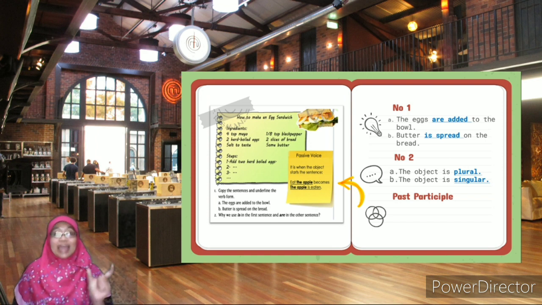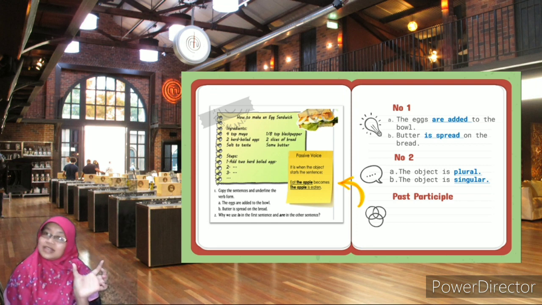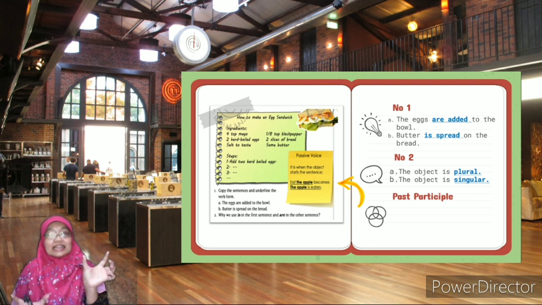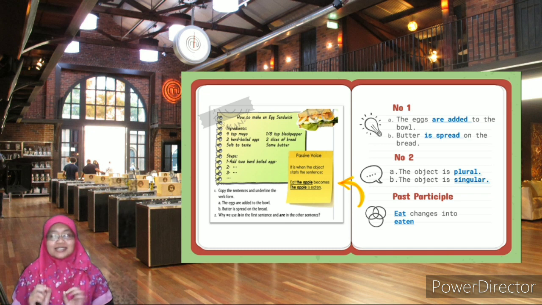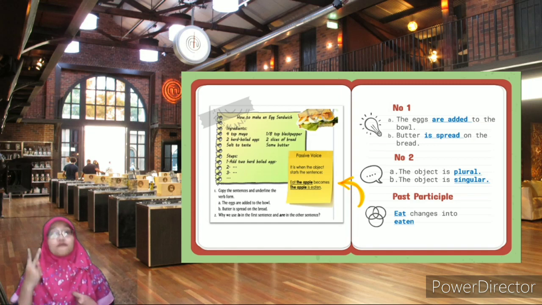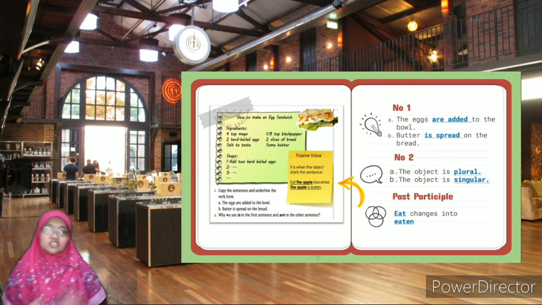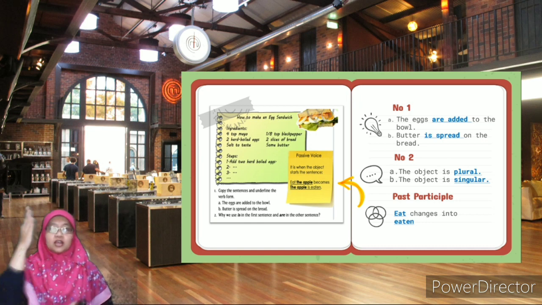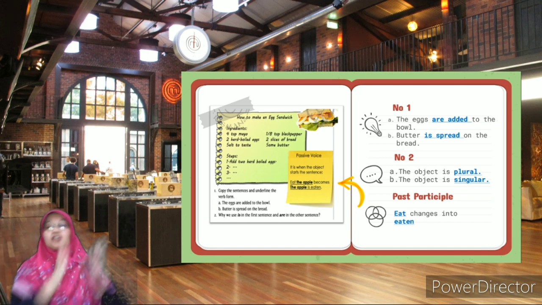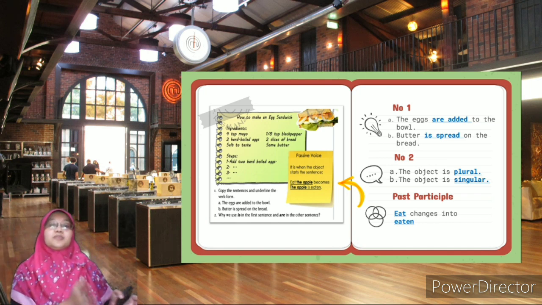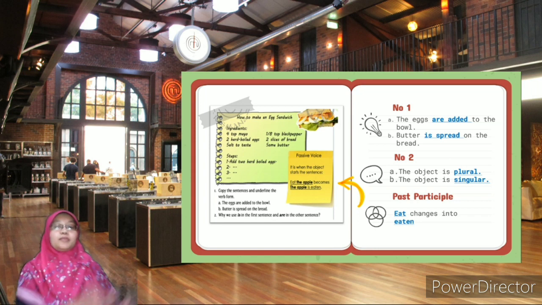Eat the apple is the imperative sentence. The apple is eaten is the passive voice. So we can say that eat changes into eaten. Eat is verb 1, while eaten is the past participle or verb 3. If you check a dictionary or a website, there are columns of the verb: column number 1, column number 2, and column number 3. The past participle is in column number 3.